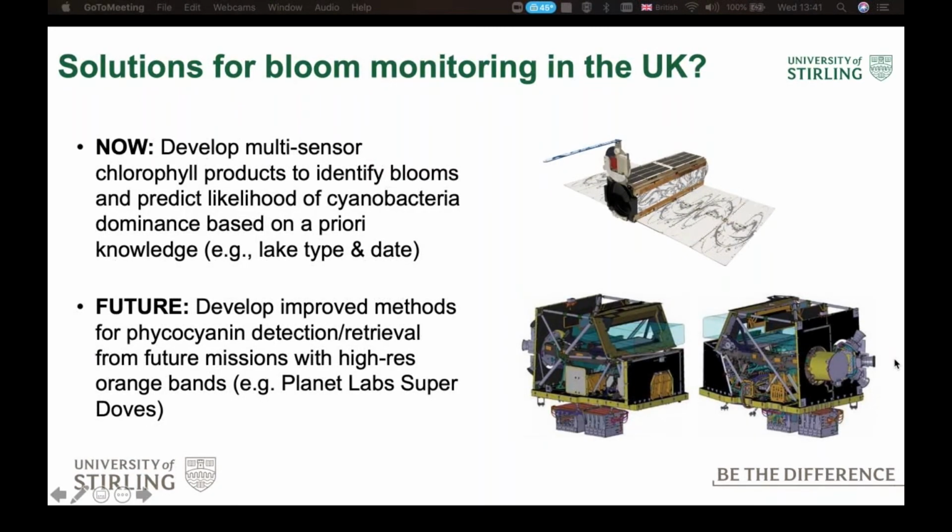So what is the solution? I front-loaded this with a lot of challenges, but how can I actually tackle this? Well, what we can do is develop chlorophyll A products using multiple sensors and predict the likelihood of cyanodominance using a priori knowledge, such as, for example, the type of lake and the date. And I will show you how we do this.